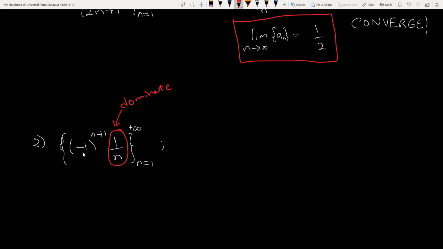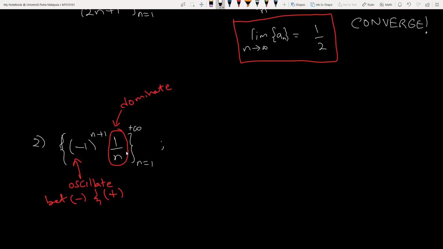This is not that dominant. So even though this oscillates between positive and negative, this is oscillation. But this term is the dominator of this, it dominates the sequence. So in this case, you can see that you don't have to do the math right here.